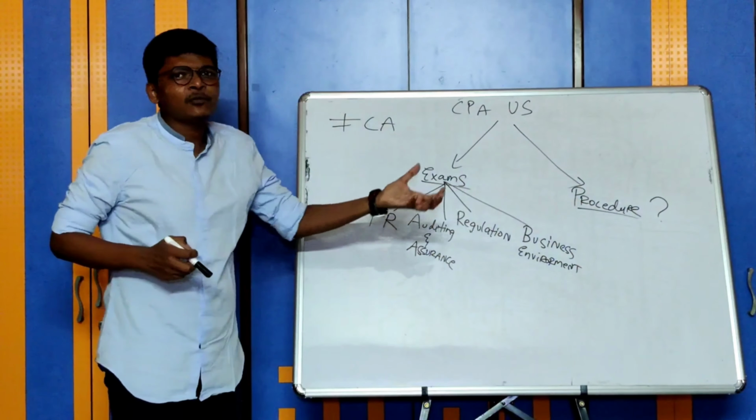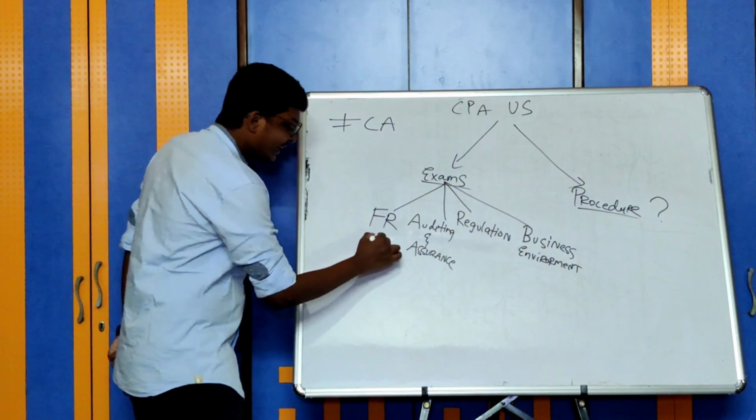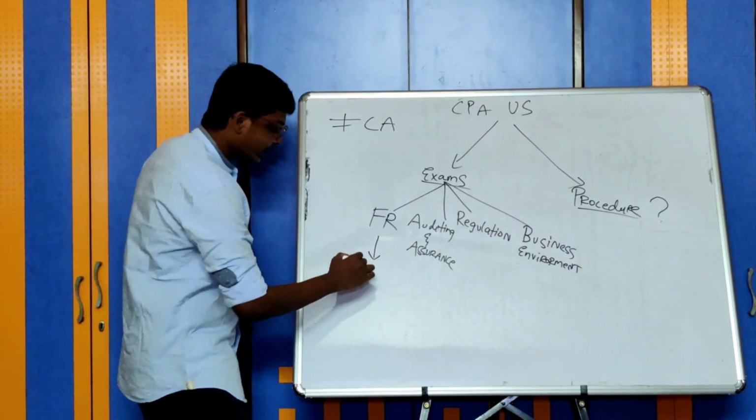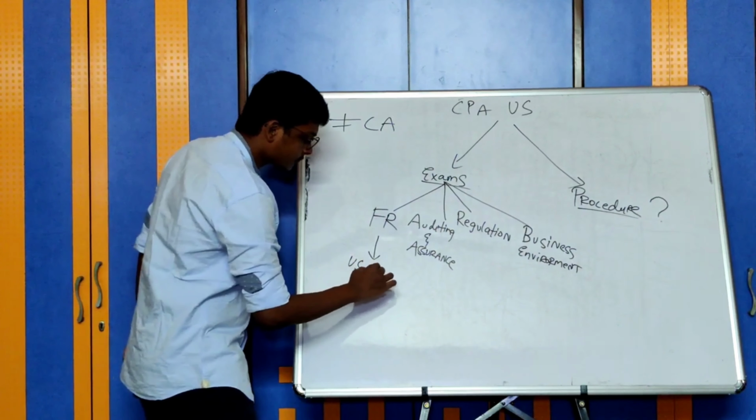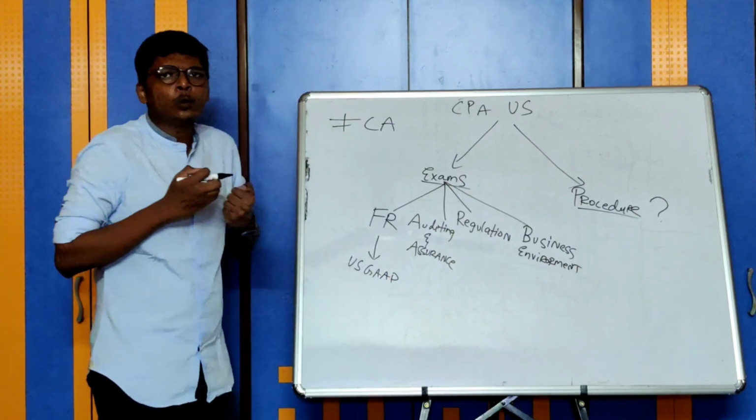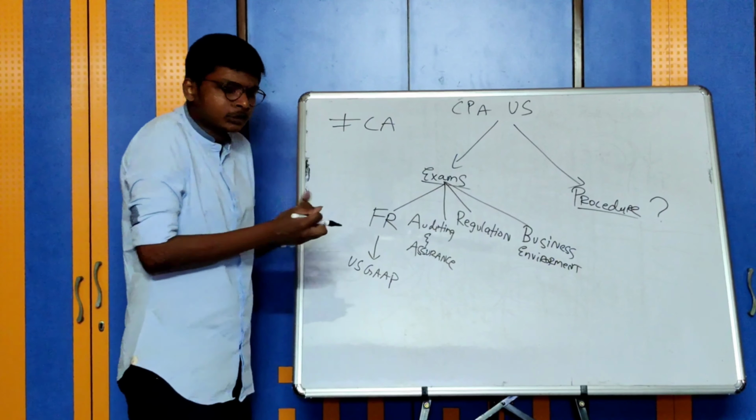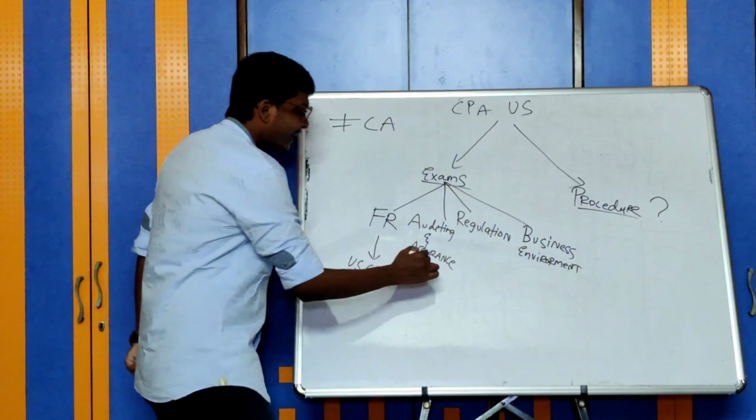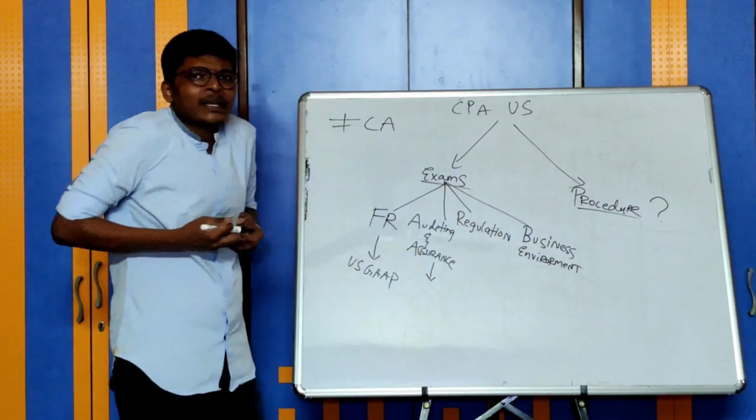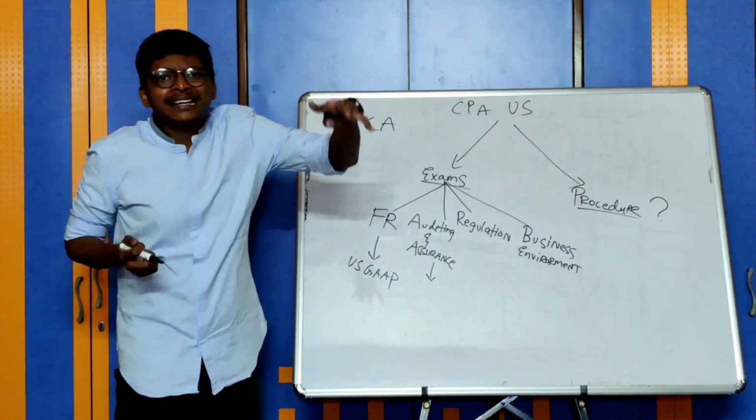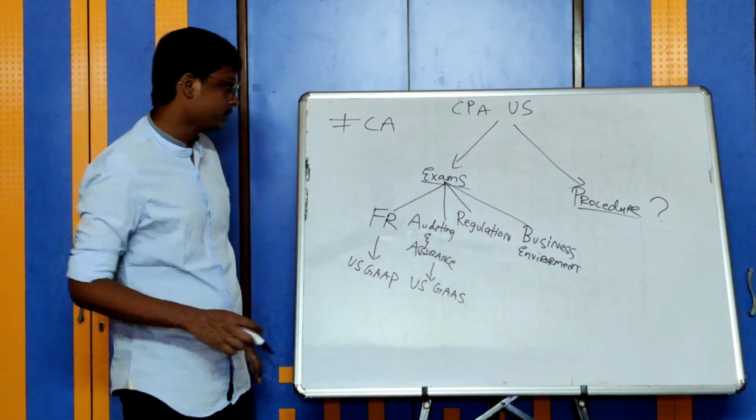Now, let's understand these four papers. In financial reporting, you will be learning about US GAAP. Like how we have Ind AS or AS in India, in US they have some reporting standards called US GAAP. In auditing and assurance, just like how we have standards in auditing here, they have something called US GAAS. You will be learning and writing this exam.